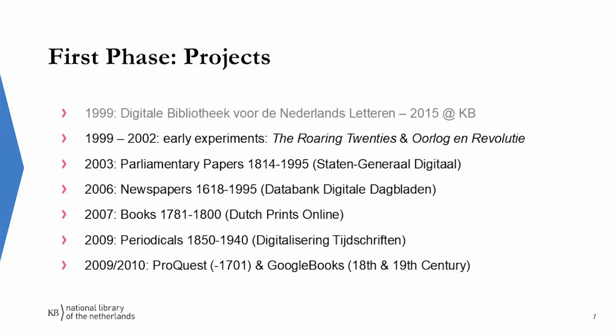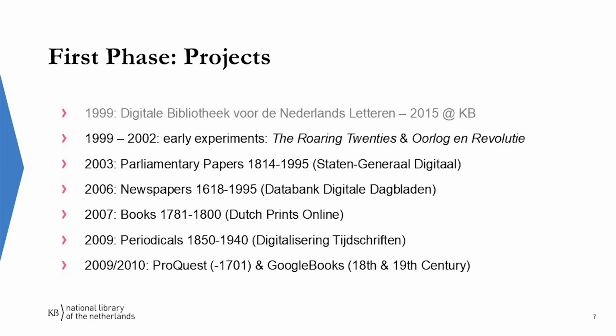We started digitizing this century, basically, and we had two major phases. The first phase was really the big project phase. It started with very early experiments called the Roaring Twenties and Oorlog en Revolutie, War and Revolution, which were really trying to see: is it possible to mass digitize historical newspapers? Is OCR good enough? Can we make it searchable, etc.